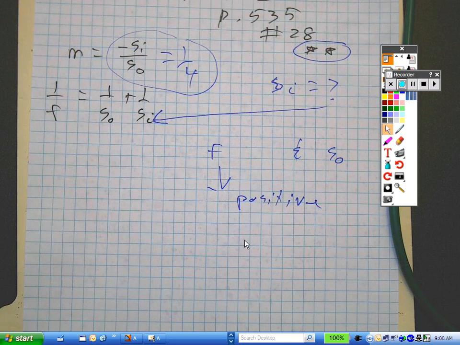I think that's sufficient for you to solve this. Yeah, I think that's enough, and I don't want to give any more away.